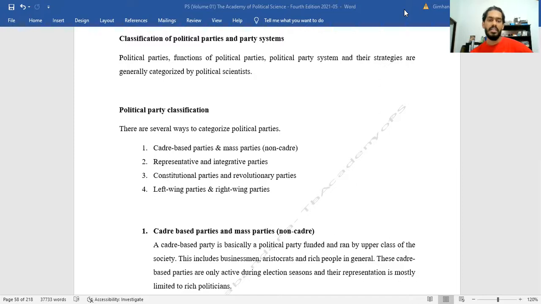But the ideal example is in Britain. You have the Conservative Party, which is a cadre party, and the other party is the Labour Party, which is a mass party. But then you have the USA, where both big parties, Democratic and Republican, are cadre parties. So that's the difference between cadre and mass parties.